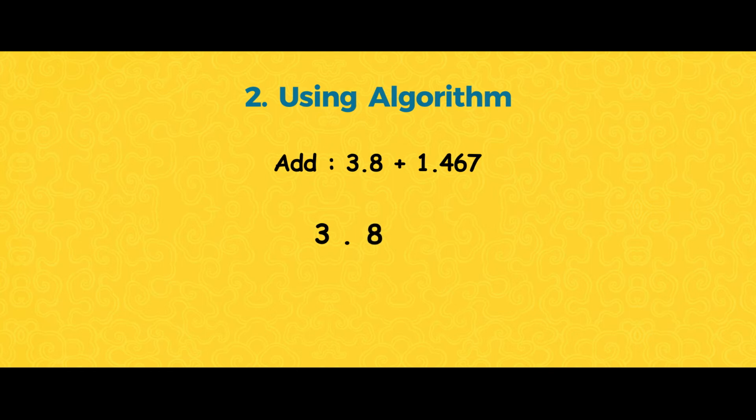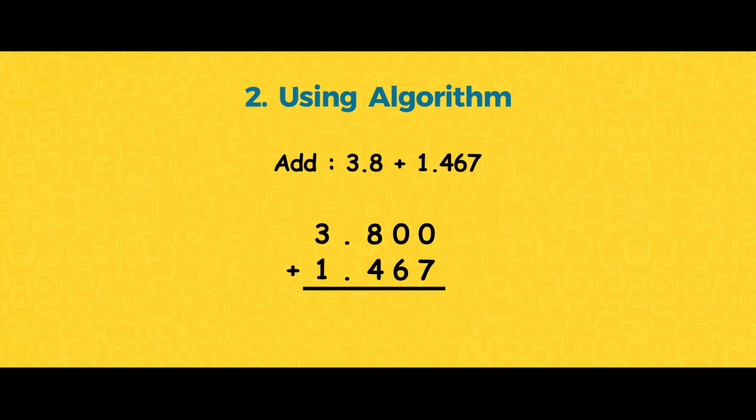3.8. And in the second addend, you have 1.467. And then again, you might have noticed that in the first addend, digits in the hundredths and thousandths are missing, right? So there you put 0 as a placeholder, and then let's add now.